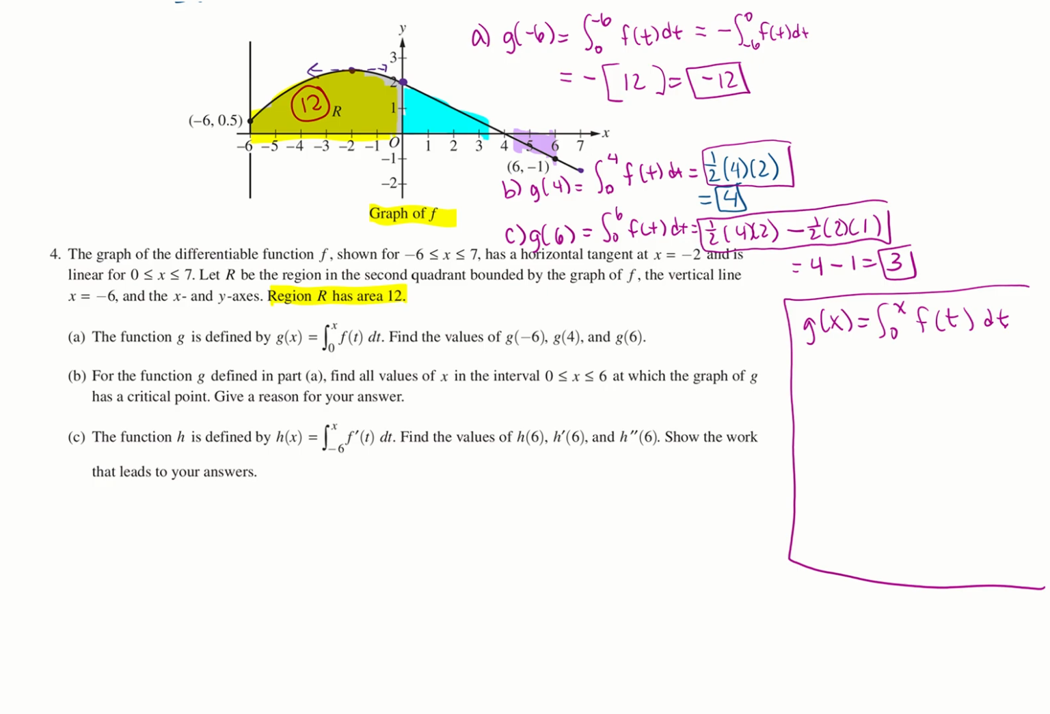So I usually use my first rule of algebra and take the derivative of both sides. The derivative of a definite integral, by the second fundamental theorem of calculus, would become just f of t. G double prime then would equal f prime.